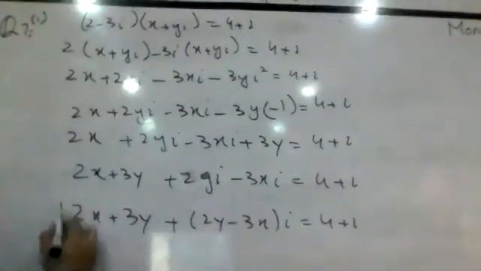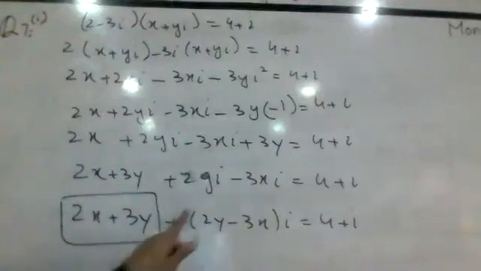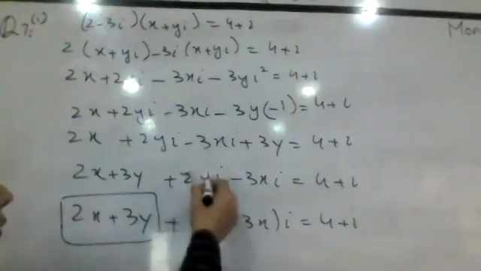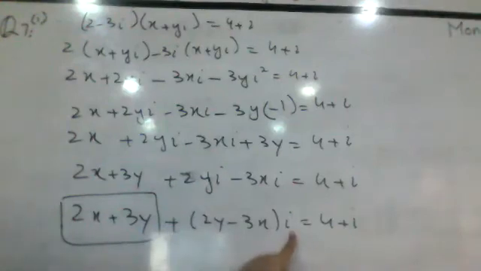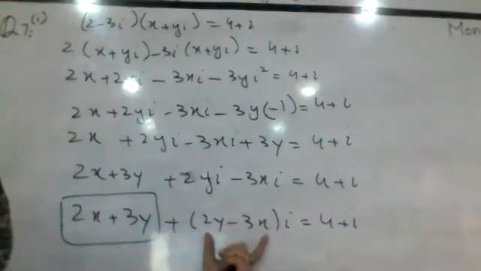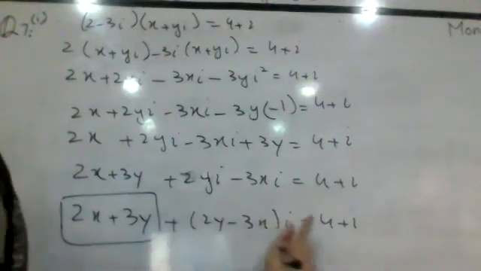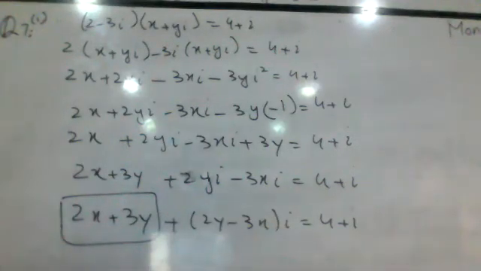Now you can see I just arranged. This is the real part. And in this imaginary part, iota is common. I will take iota common, and in the bracket you will get 2y - 3x. When you multiply iota with this, you will get this. This is the key point. What is the key point? That after multiplication, you have to arrange your left hand side with real part and imaginary part separately.